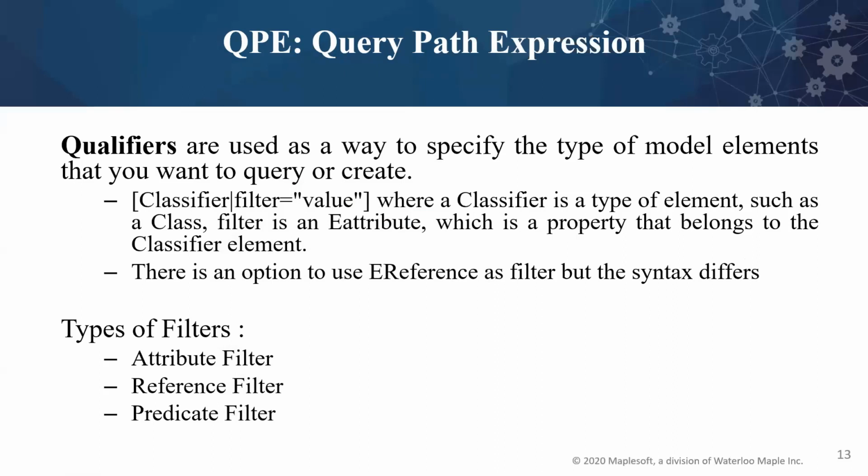And the filters that the user will be able to use here come in three different types. One is the attribute filter, where you can filter based on the name. For example, say the qualifier for a package with a certain name. Instead of a classifier, I will have a package, the pipe symbol, name is equal to the name of some package. So that's an attribute filter. A reference filter, like the name says, is something that is referred to by the classifier, like a port dot type. So that will become a reference filter.